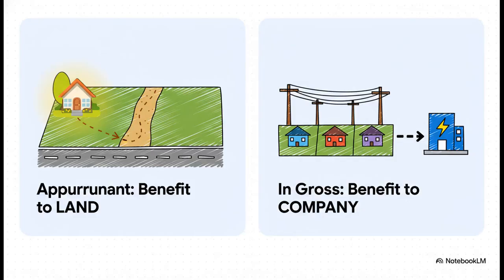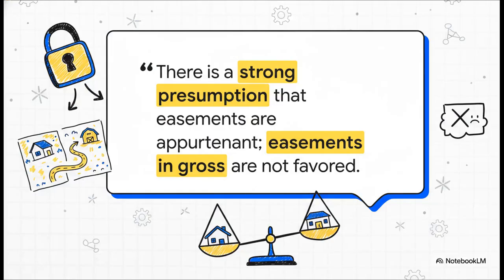And this brings us to 2 really critical legal terms, appurtenant and in gross. An appurtenant easement benefits a piece of land. We call that land the dominant estate. So think of that driveway easement. It's attached to parcel A, and it passes right along to the next owner. On the other hand, an easement in gross benefits a person or a company, no matter what land they happen to own. And the absolute classic example here is the utility company's right to run its power lines across your yard.